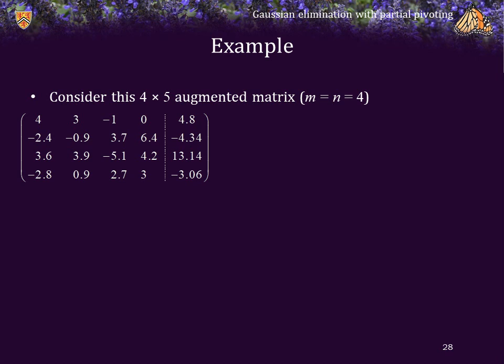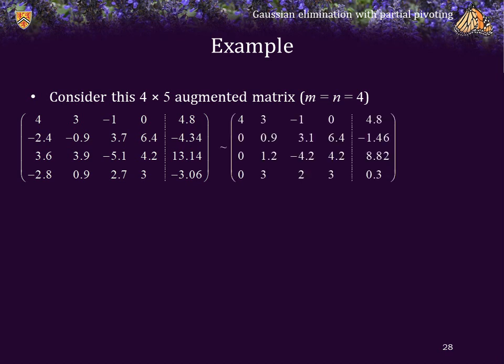We will now therefore carry on to eliminate all other leading non-zero entries in column 1. So we will add 0.6 times row 1 onto row 2. We will add negative 0.9 times row 1 onto row 3, and we will add 0.7 times row 1 onto row 4. Thus, this matrix is row equivalent to the matrix we see here now. Okay, so now we carry on to column 2.